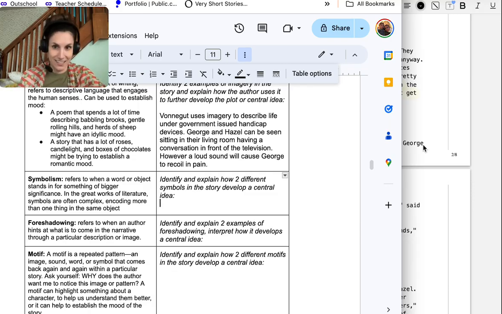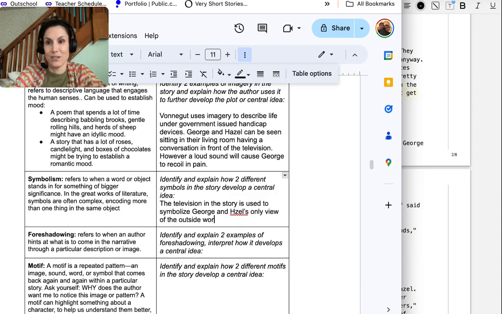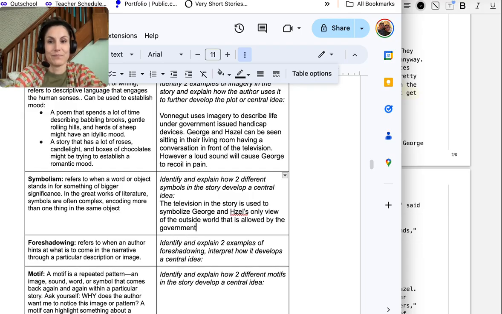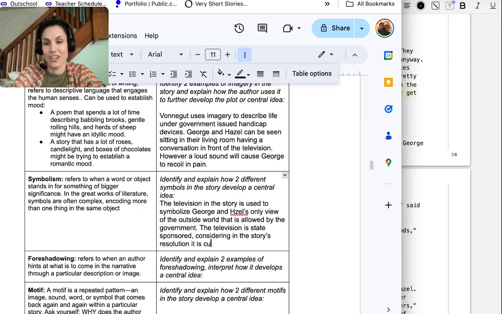The television is a symbol. So the television in the story is used to symbolize George and Hazel's only view of the outside world that is allowed by the government. And then you could say the television is state sponsored, considering in the story's resolution it is cut off air. So you could say the television represents propaganda.